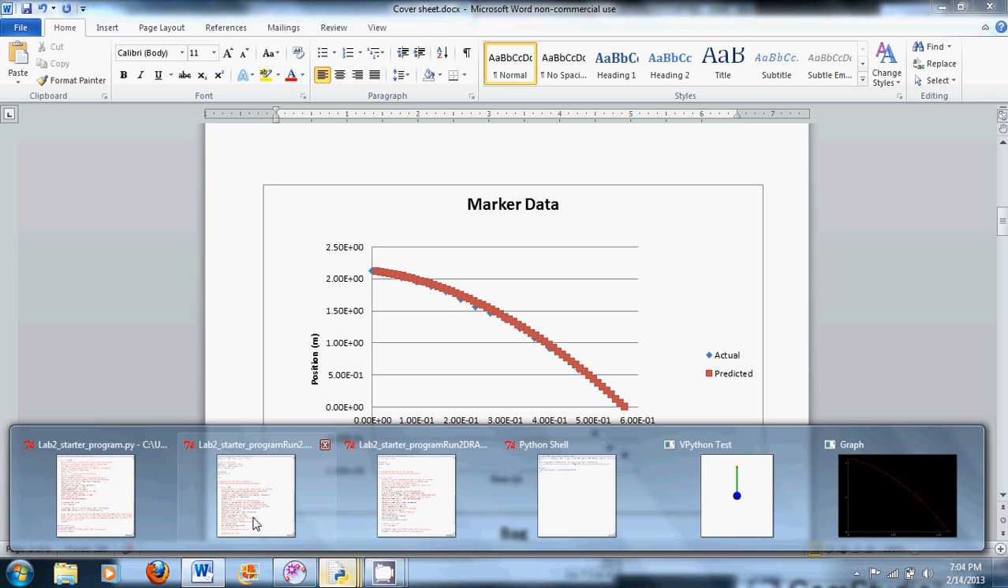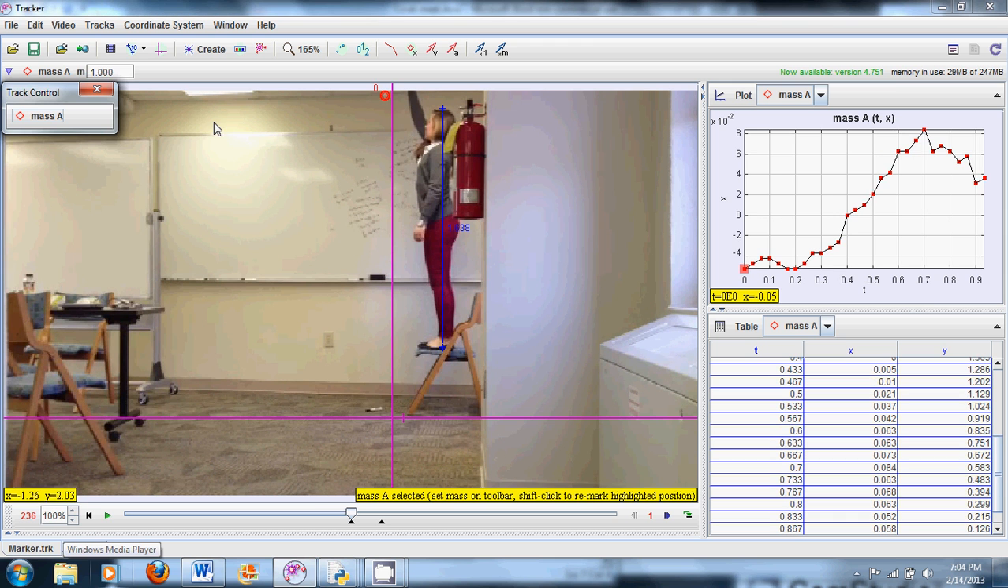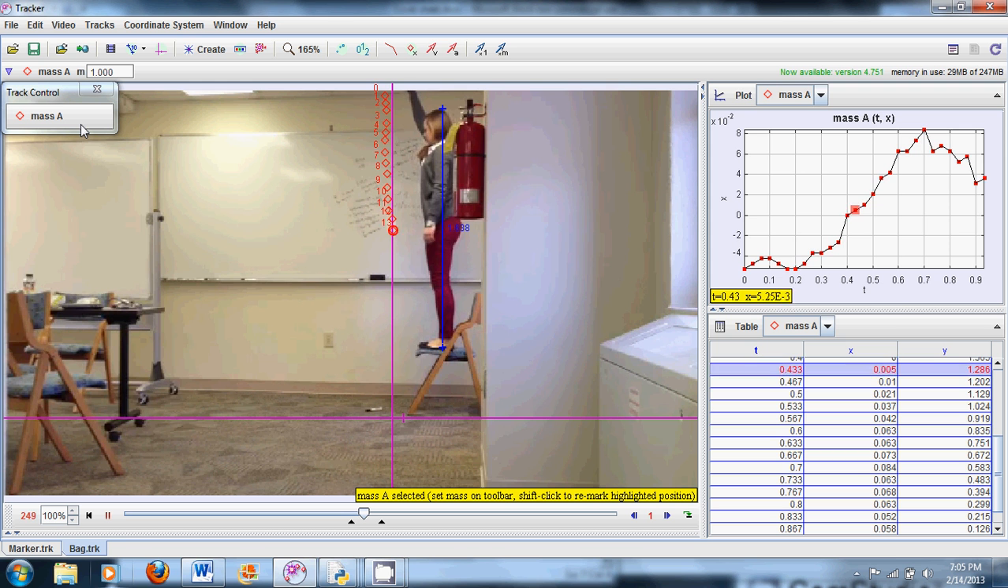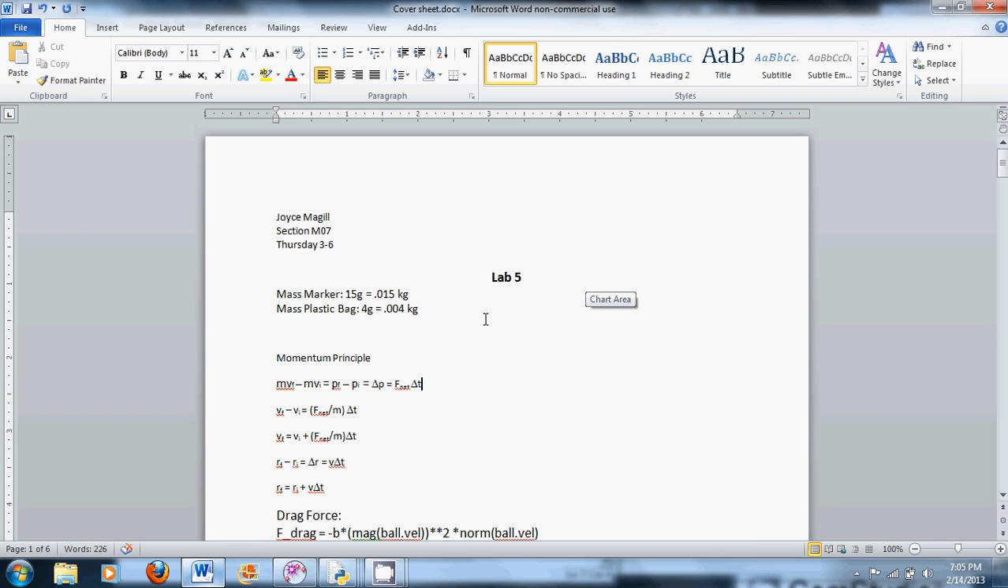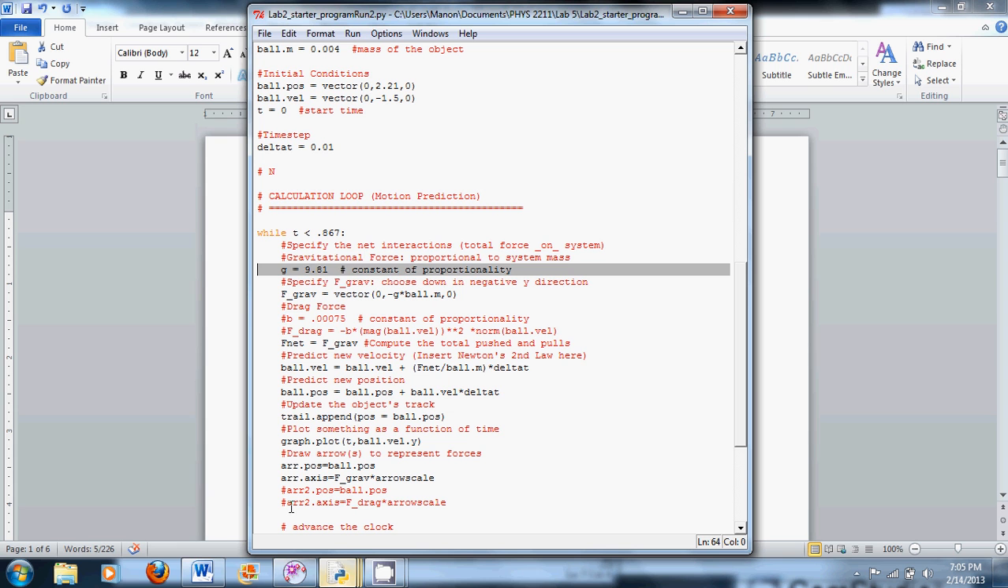Then for my second video for the lighter object, I just used a plastic bag, and again I set the origin where the bag hits the ground, and I used the same calibration stick for my height, and then I went ahead and tracked it. I know that the mass of a plastic bag is approximately 4 grams, which is the same as 0.004 kilograms. So first we ran this without using drag force.